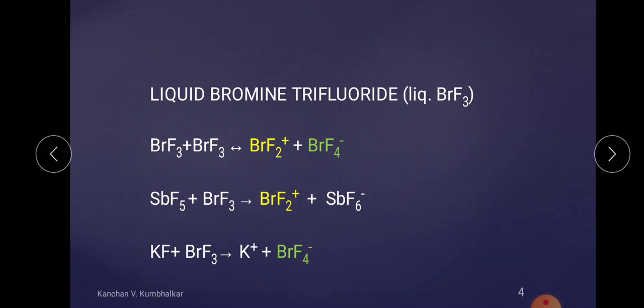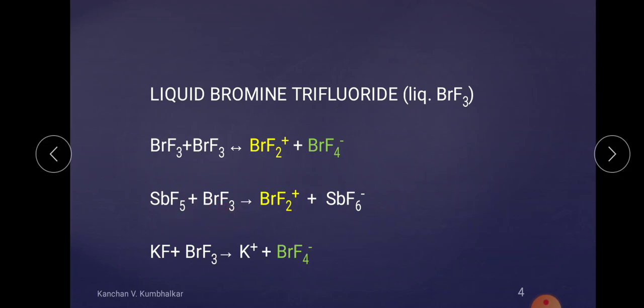When any chemical is dissolved in that solvent, there is either a formation of BrF2 positive or BrF4 negative, on the basis of which the compound is declared as either an acid or a base. Let's see an example. When SbF5 is added to the solvent BrF3, this reaction occurs: SbF5 plus BrF3 generates BrF2 positive. It indicates that SbF5 acts as an acid in the presence of BrF3.